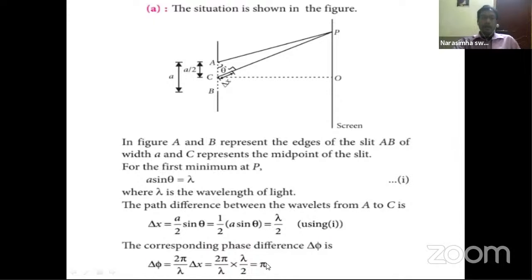Now substitute in our regular formula: the phase difference, delta phi, is equal to 2 pi by lambda into delta x. So 2 pi by lambda into lambda by 2. The 2 gets cancelled, lambda gets cancelled, and you get pi. So the phase difference for getting a minimum fringe on the pattern is pi radians. If the phase difference is pi, then you get a minimum fringe on the screen.